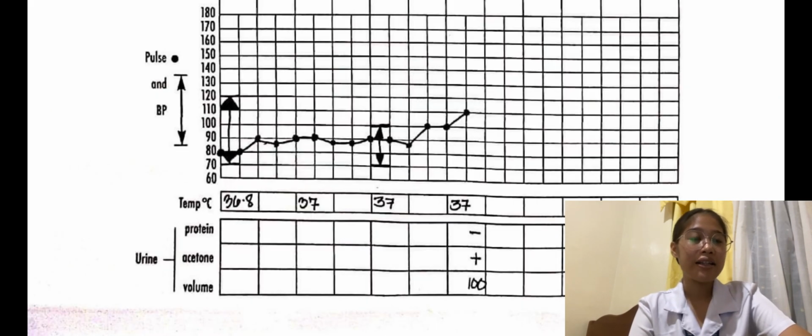And then the next area for recording is the maternal pulse rate every 30 minutes, and the BP every 2 hours. And the last section includes the urine analysis, consisting of the protein, the presence of acetone, and the volume.